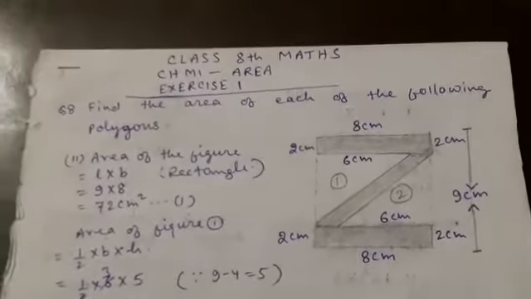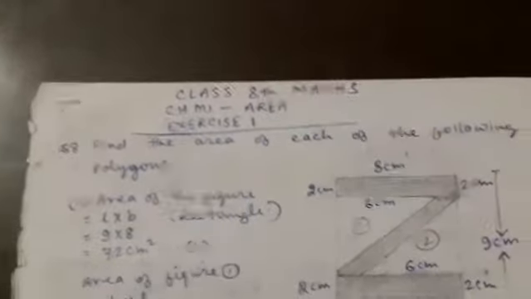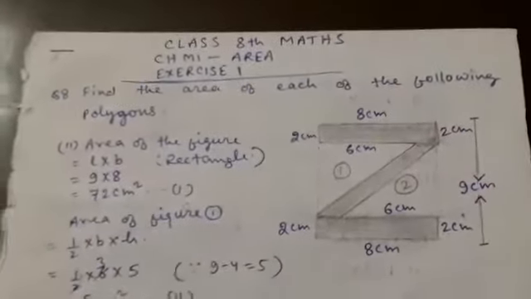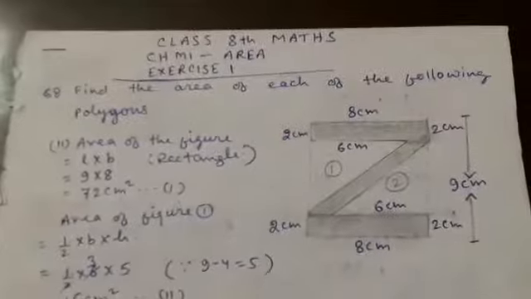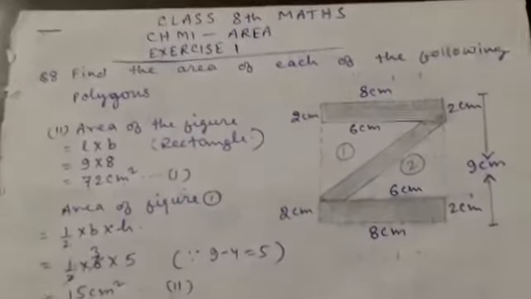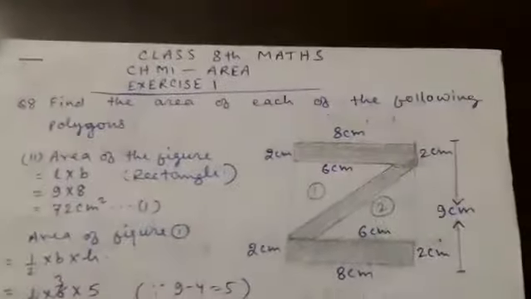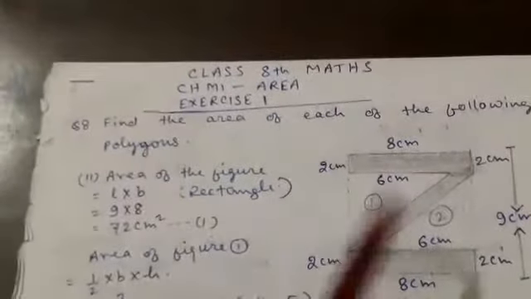Dear students, in the previous class we have done exercise M1 area till question number 7. Today we are going to start question number 8. Let us see this question. Find the area of each of the following polygon.